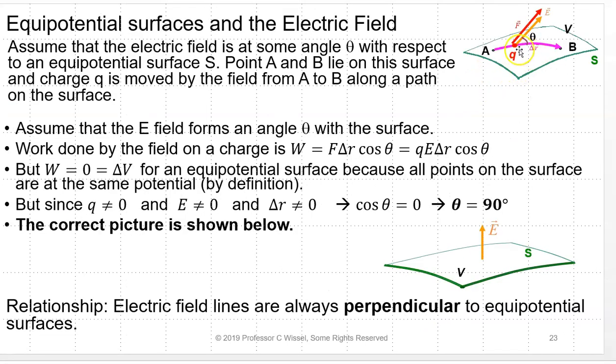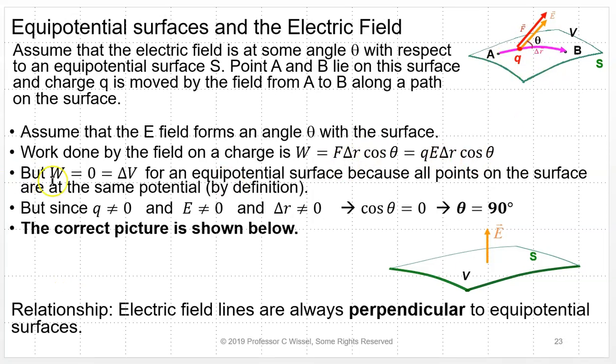We're going to assume for a minute that the electric field is at some angle theta with respect to an equipotential surface, where theta is not equal to 90 degrees. Points A and B lie along the surface, and charge Q is moved by the field from A to B along a path on the surface. We're going to assume, as I say, the E field forms some angle theta with the surface, where theta is not 90 degrees. Now, the work done by the field on a charge is work equals F delta R cosine theta. That equals Q times E delta R cosine theta, where this is theta. Delta R is the path.